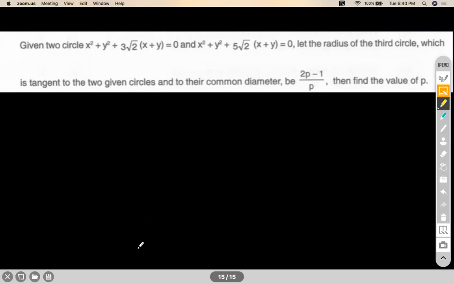Given two circles, let the radius of the third circle, which is tangent to the two given circles and to their common diameter, be 2p minus 1 by p. Find the value of p. So let's have 3 to 4 minutes to solve this, and please give your response on the chat box.